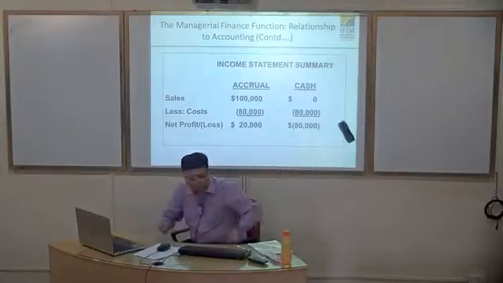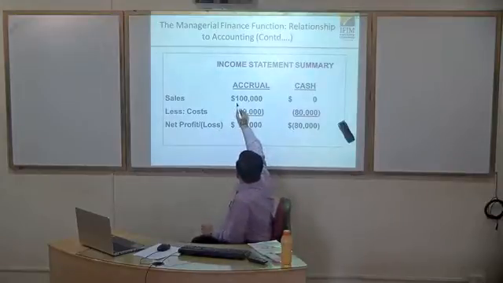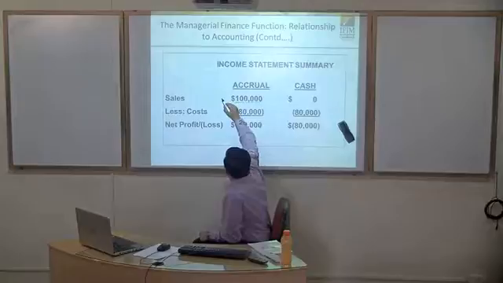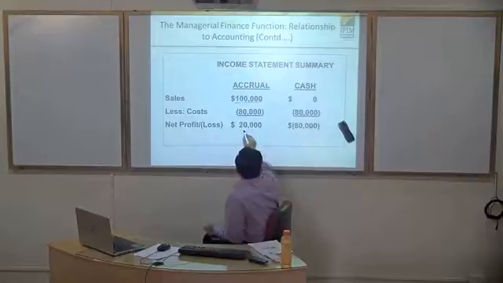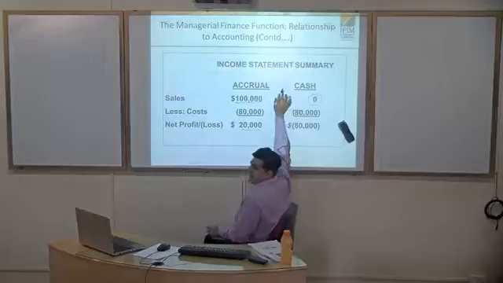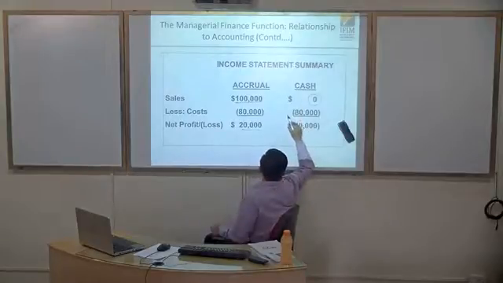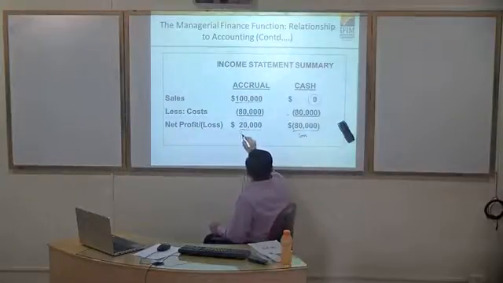So in this case, let me point out the point. We consider $100,000 as the income from the sales proceeds as sales, and we deduct $80,000 to get the profit. But in the cash case, we don't have that, because we have not actually received the cash. We have only incurred the cost, which is deducted here to show a loss, and this is profit.